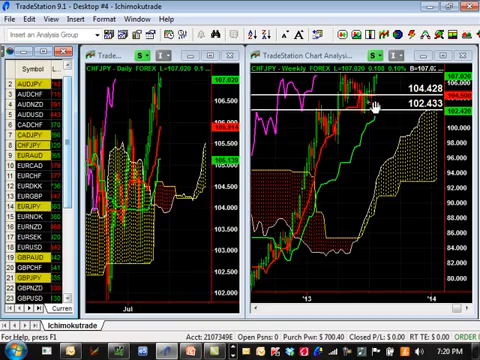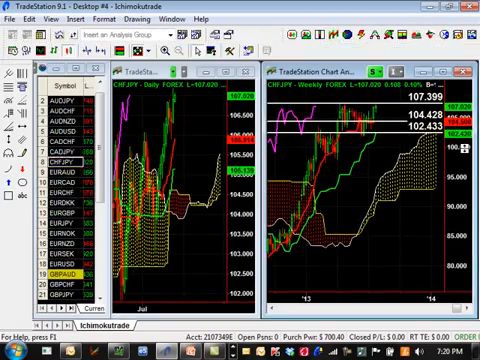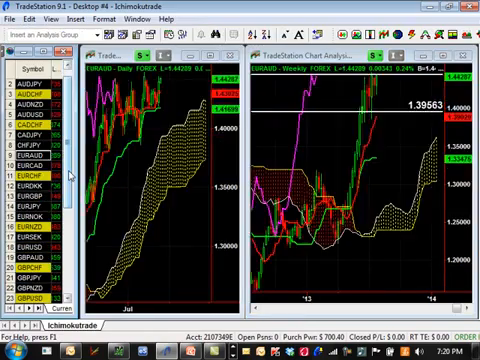Swissy Yen. Really still trending here, very strong, just like the CAD yen, but this seems to be stronger. It's butting against its resistance right now, which is 107.39. Support on this one's going to be 104.42. Let's go look at the Euro pairs now.